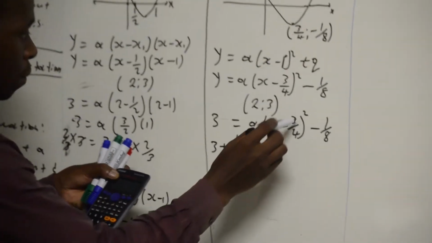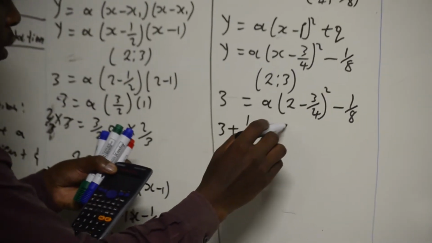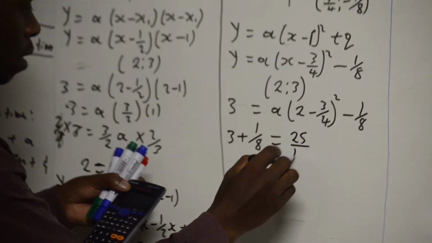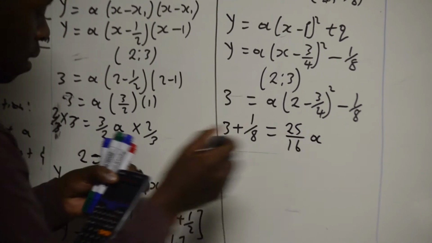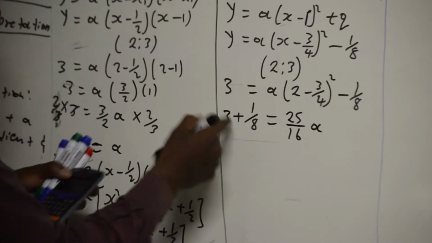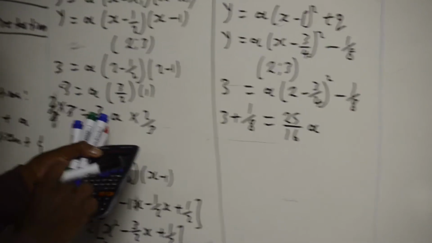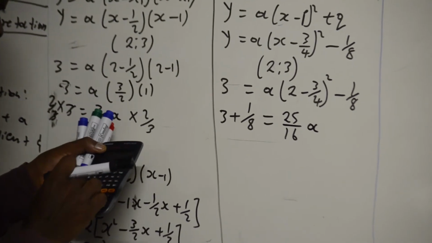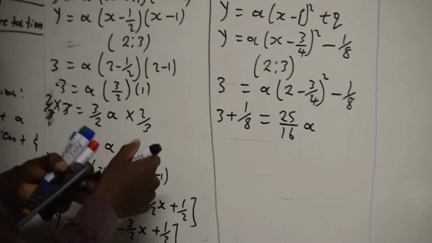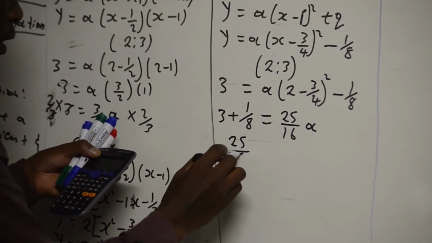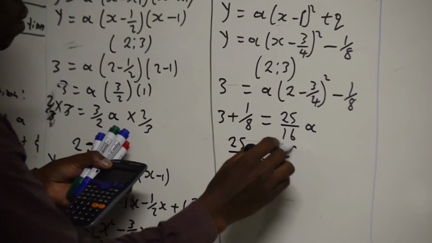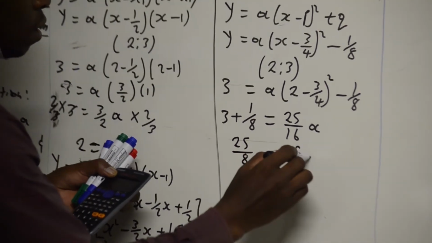So this value we have in here, in brackets, comes to 25 over 16. You put plus, multiply by a. You put plus. First, which one? 3 plus 1 over 8. So here you get 25 over 8 equals 25 over 16a.